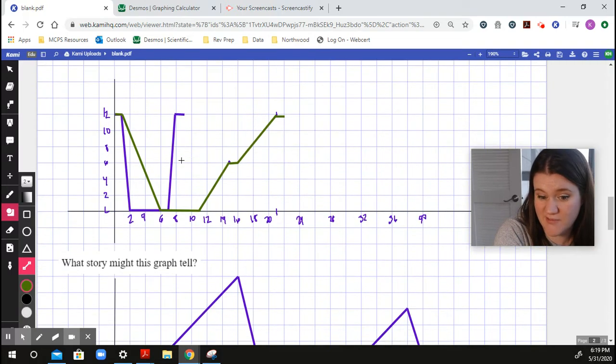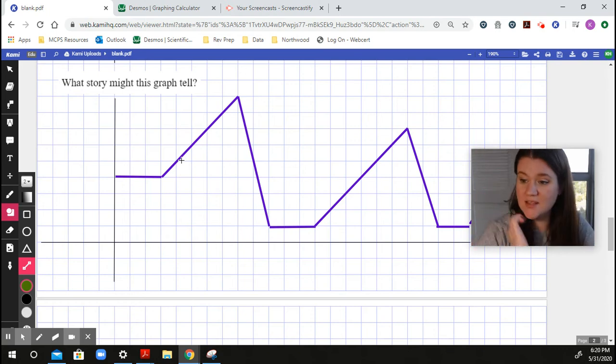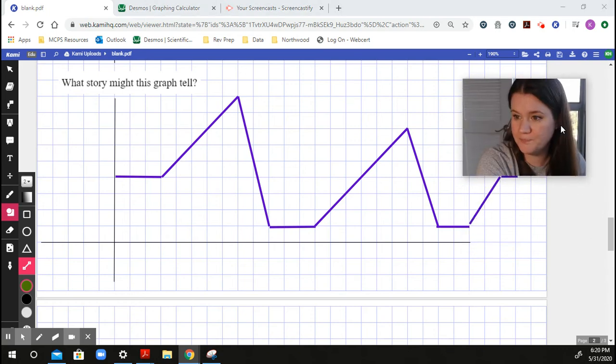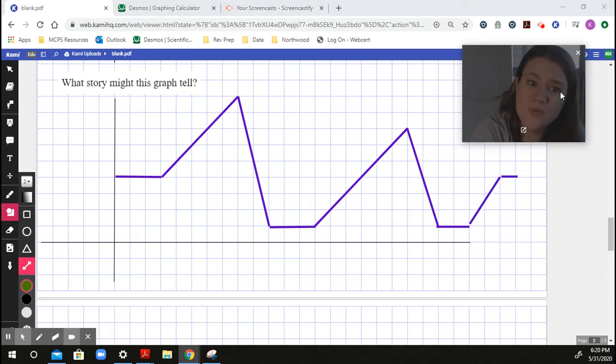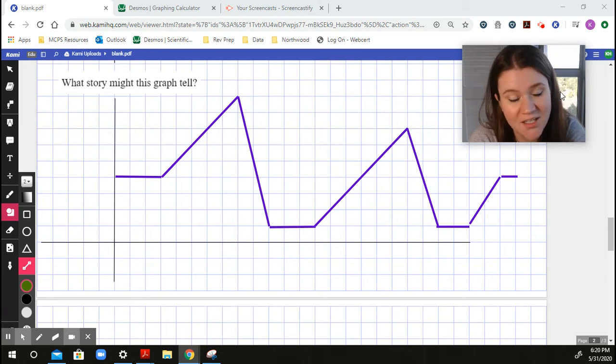Now let's look at a graph and see if we can go backwards. What story might this graph tell? And I see my face in the way. Try to move it. What story would this tell? Oh, well, a lot of times, I mean, you could think about, we've talked about time, right?